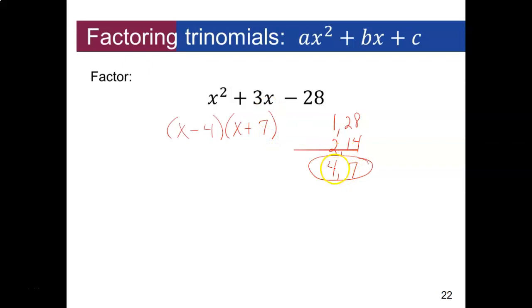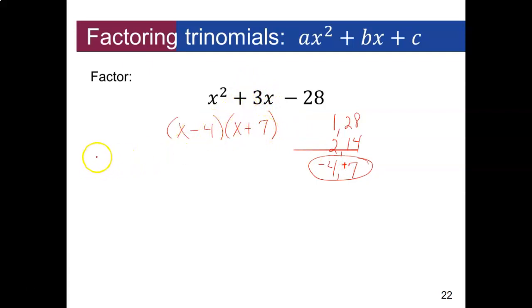Because we want to make sure that when we look at this, we need to have the same sign here. So we need it to be a positive 3. So that means we need this to be a negative and this to be a positive in order for it to end up to be a plus 3 here. So we'll have x minus 4 and x plus 7.